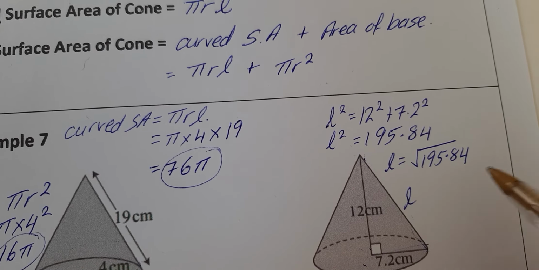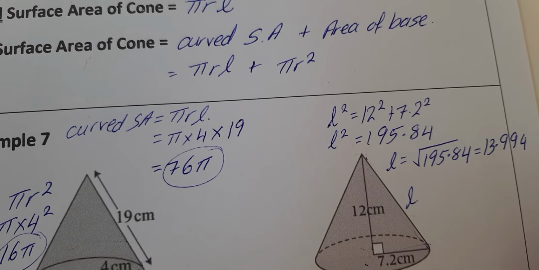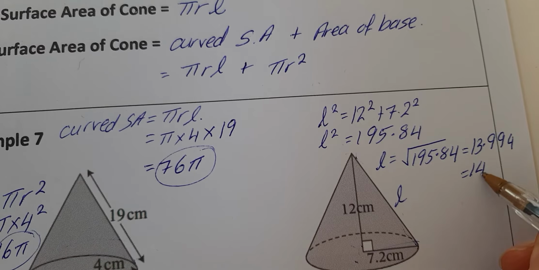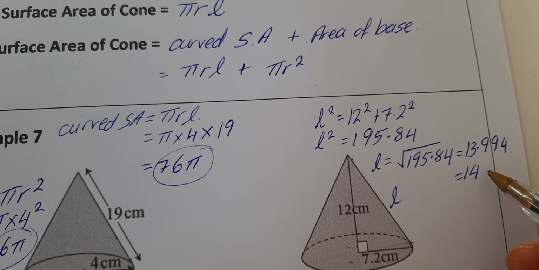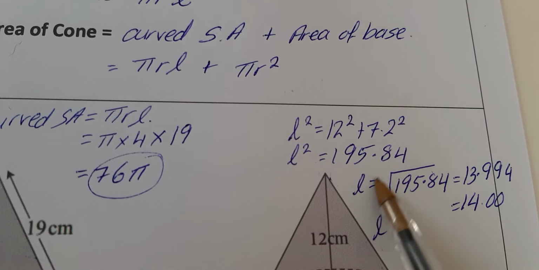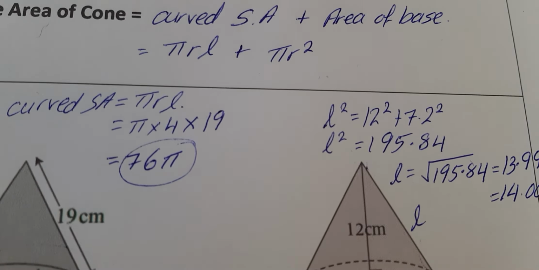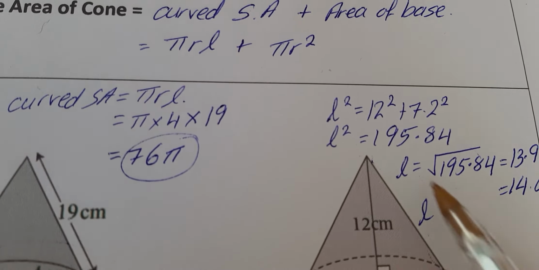So L equals the square root of that, which comes to a nice 13.994. I can just call that 14. It's so close to 14 that I will call it 14 instead of putting this completely accurate answer in this time. Right, so how am I going to find the surface area of this?